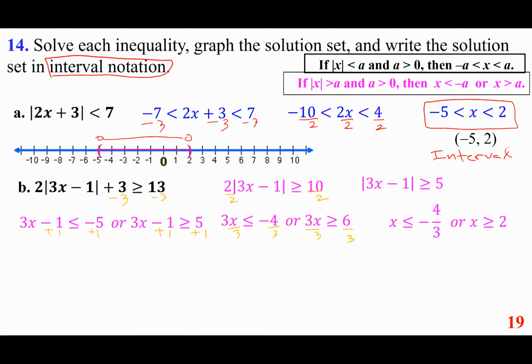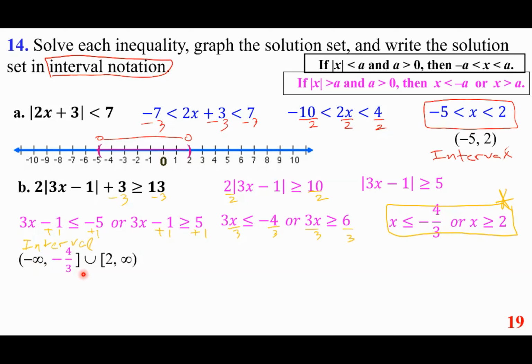Now, we are going to go over both the interval notation and graph it on a number line. So first and foremost, this is the solution. Here's the solution in interval format. -infinity to -4/3. That's the meaning of this part. X is less than or equal to -4/3. So -infinity to -4/3. Or, that means union, 2 to infinity.